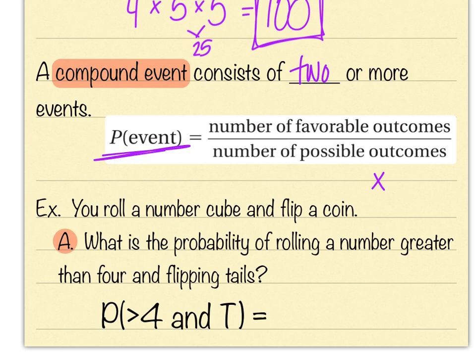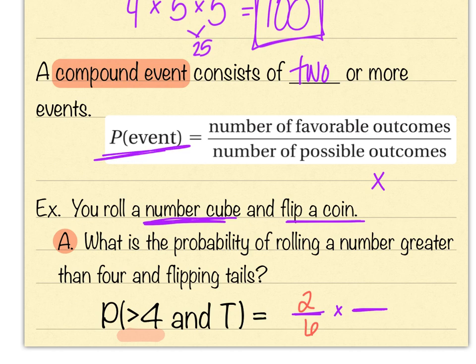So let's think. I'm doing two things, right? I'm rolling a number cube, I'm flipping a coin. That means I'm going to have two different numbers, but since this is probability, that means I'm going to have two different fractions. So instead of multiplying just numbers together, the probability comes in here, we're going to multiply fractions together. So the probability of rolling a number that's greater than 4. So for numbers greater than 4, we've got 5 and 6. So there's a 2/6 chance that I'm going to roll a number that's greater than 4.